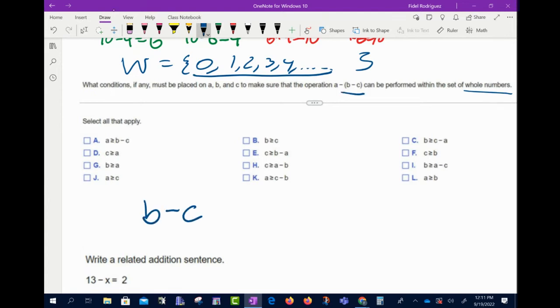When I'm looking at this second part of my subtraction, B minus C, we want it to be a whole number, right? So what that's telling me is that B minus C has to be bigger than or equal to, what's the smallest number in that set? It's got to be bigger than or equal to 0, right?